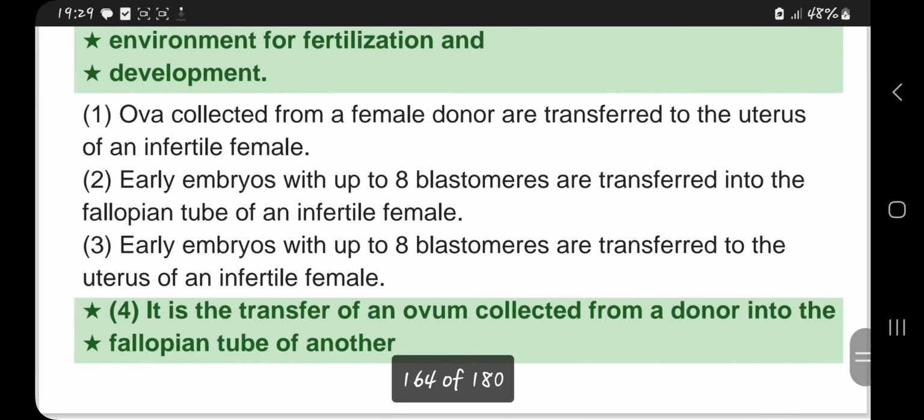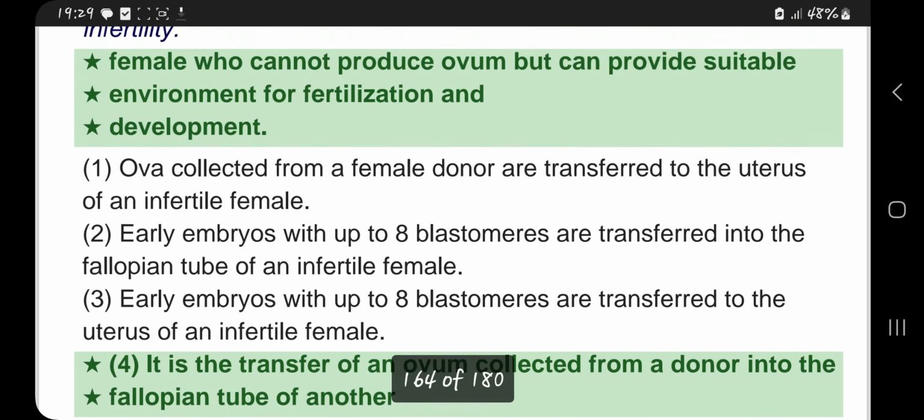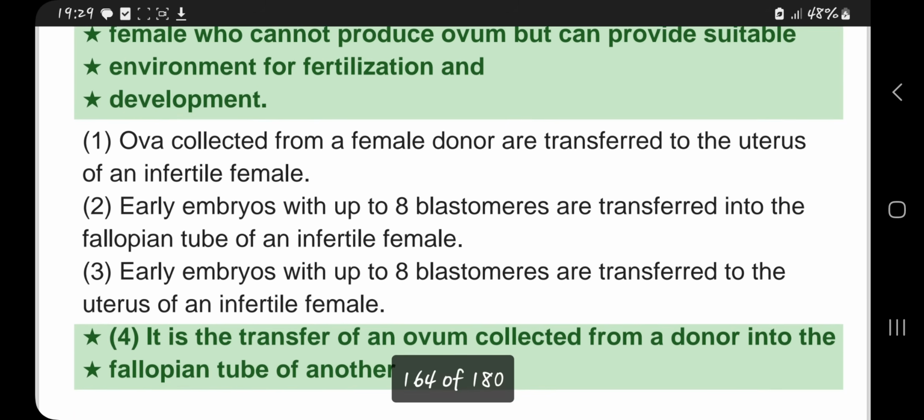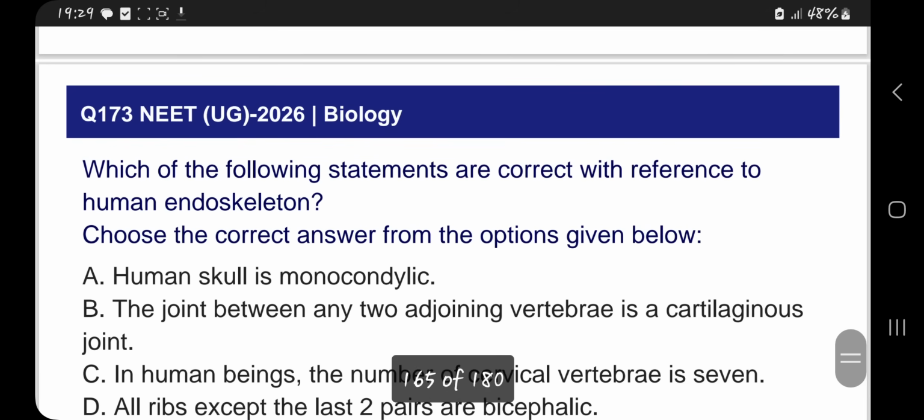Gamete intrafallopian transfer of an ovum collected from a donor into the fallopian tube of another female who cannot produce ovum but can provide suitable environment for fertilization and development.